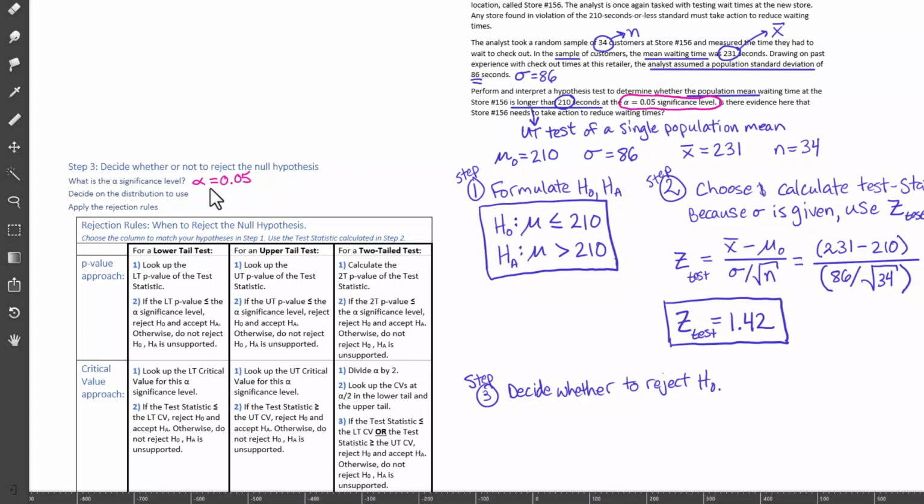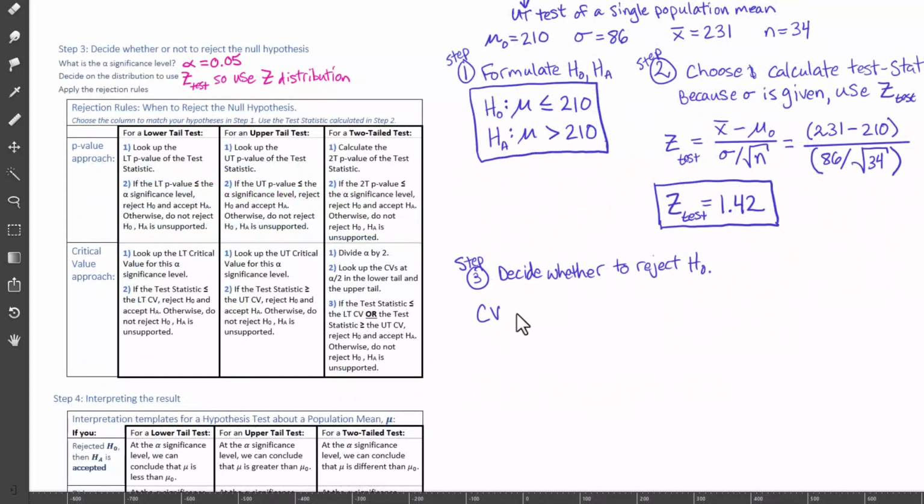The next thing to decide is what distribution we're going to use for our p-values and critical values. And this is a z-test using a z-test statistic. So we will use the z distribution to grab the p-value and the critical value for this test. I'm going to start with the critical value approach this time. It doesn't matter which one we start with, so this time I'm going to do critical value approach first.